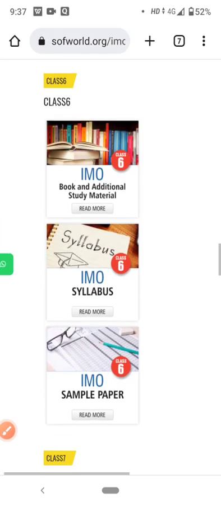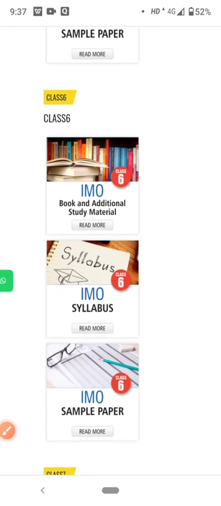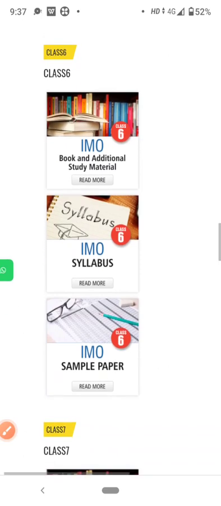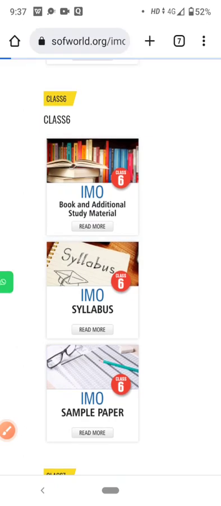Okay, so we are in the class 6 IMO books and additional study material. You can see this IMO syllabus and IMO sample papers. You will click, and one by one you will get the information from here. Fine. So coming to the first one, the syllabus, we'll discuss the class 6 syllabus.